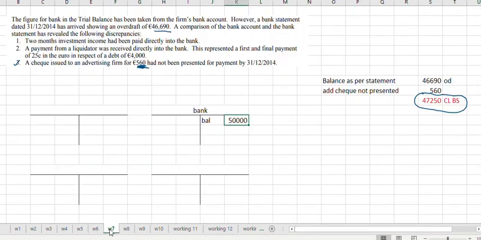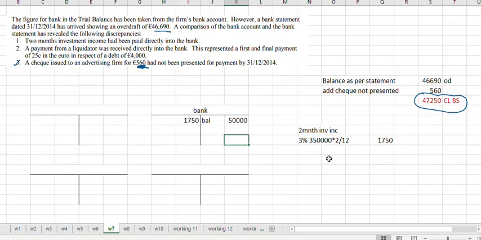So let's see, I'll just do the calculation over here. 2 months investment income, which is 3%. If we go back to the trial balance, 3% of 350,000 times 2 over 12. When we do that in the calculator, that is 1,750. So that came into the bank account. 1,750 went into the bank account.